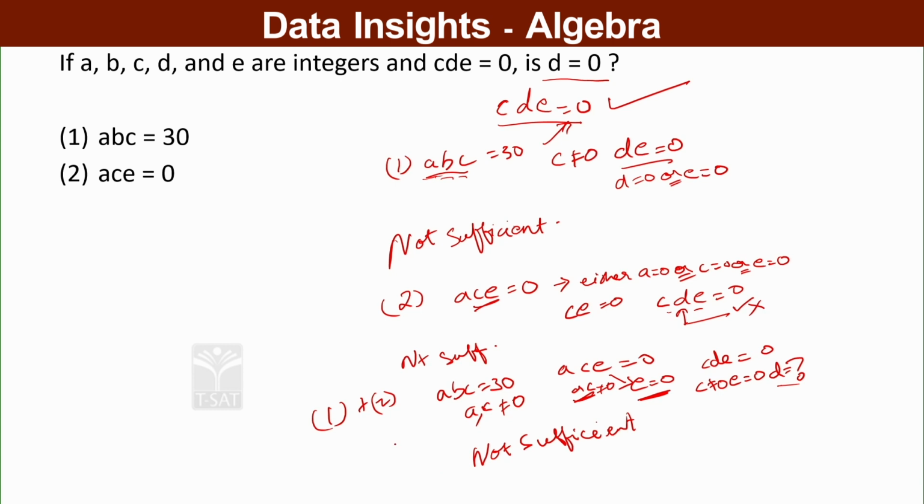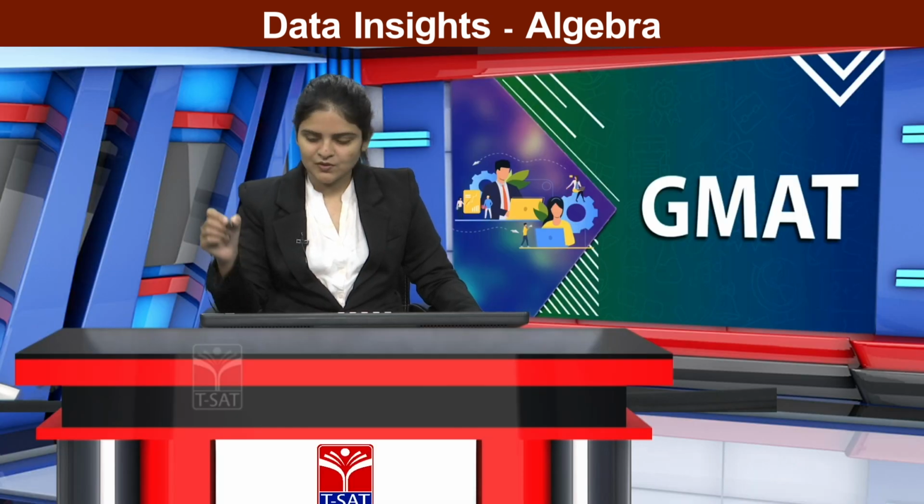So your answer becomes option E. E is when both of the statements together also cannot answer the question. Let's move to the next question now.